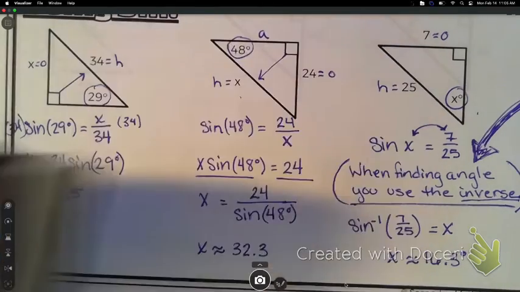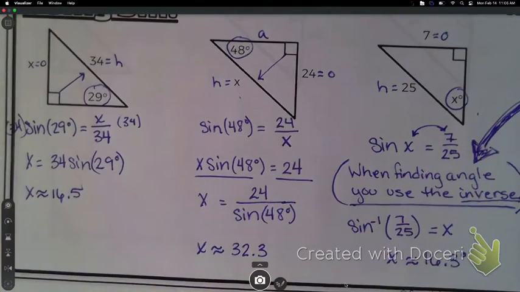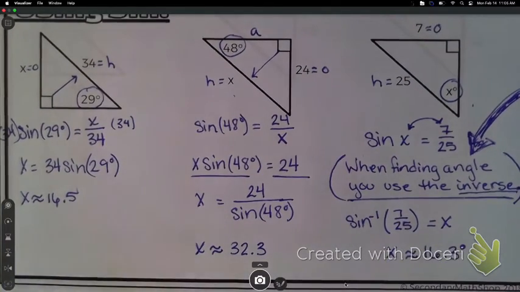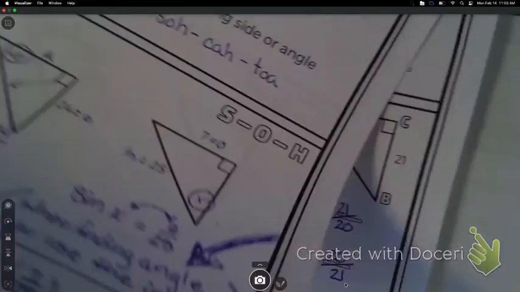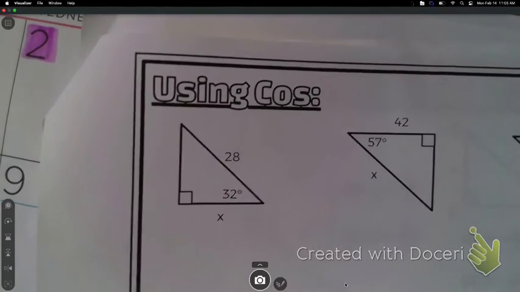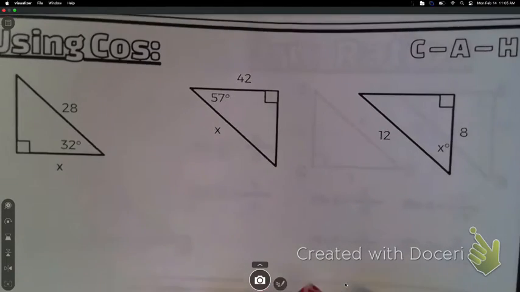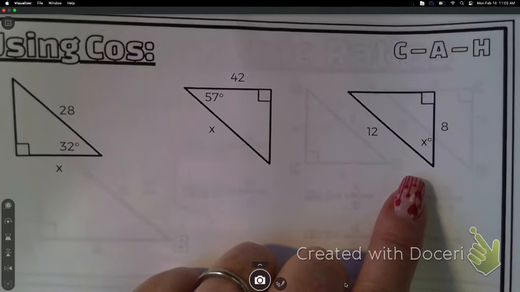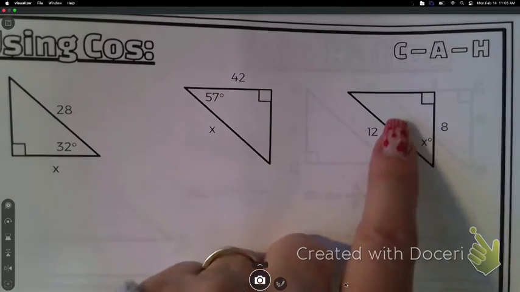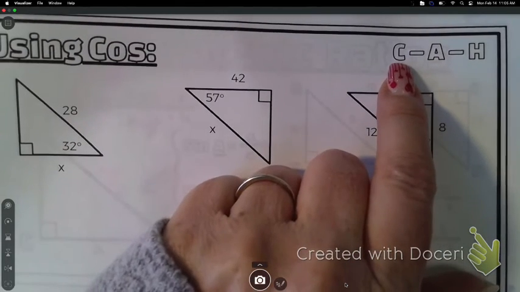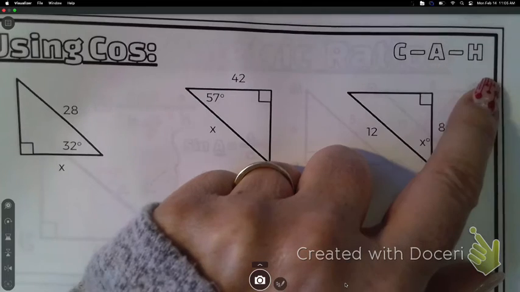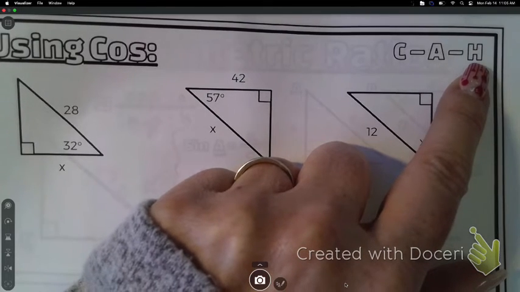Okay, questions on sine before we move on? Because guess what we get to do next? Cosine. Everybody loves cosine. So this is the CAH. Cosine is adjacent over hypotenuse.